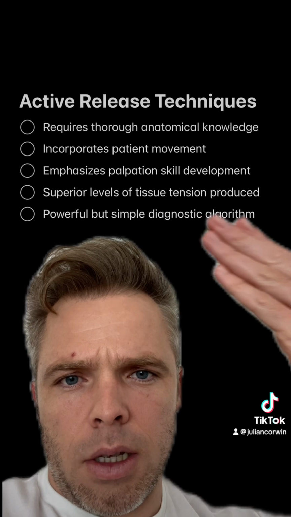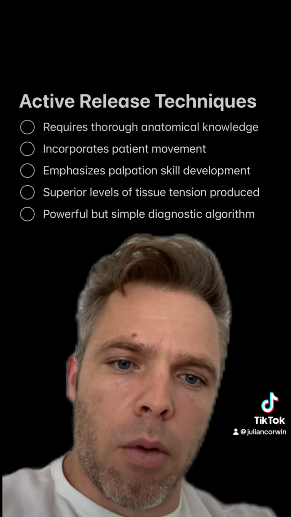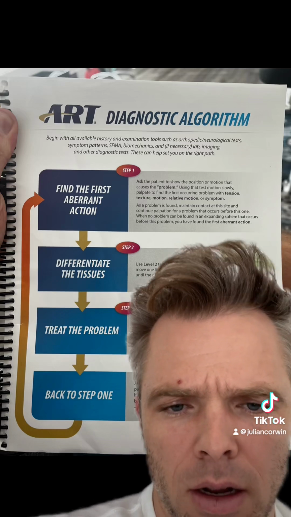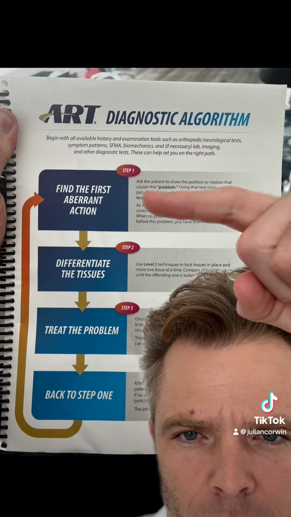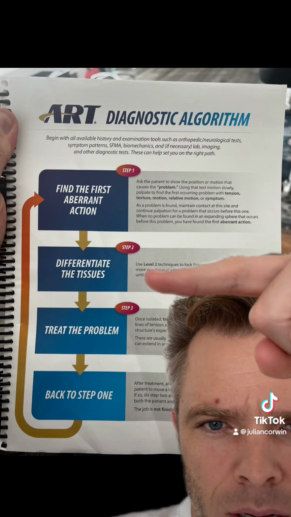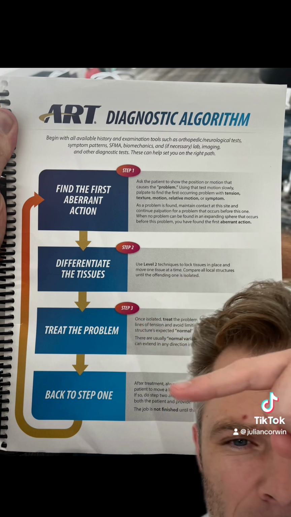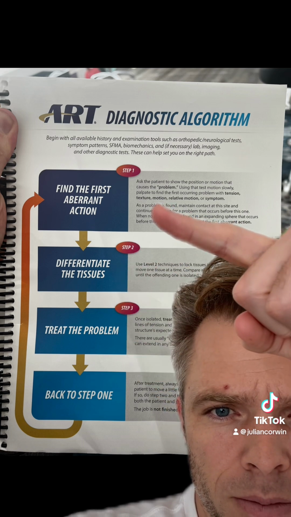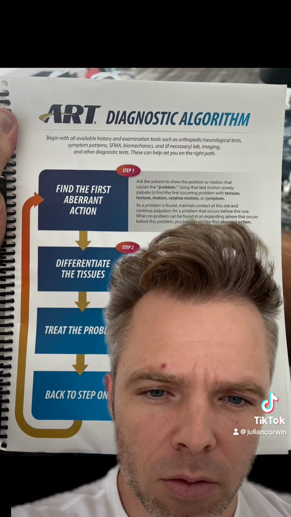And then a bonus is a powerful but simple diagnostic algorithm, which I'm going to go over with you right now. The diagnostic algorithm is essentially as follows. Use palpation to find where the problem is. Differentiate and make sure you're on the right structure. You treat the structure using the protocol you learned in class, and then you repeat the original motion. And you basically run through this algorithm until the symptom is resolved.